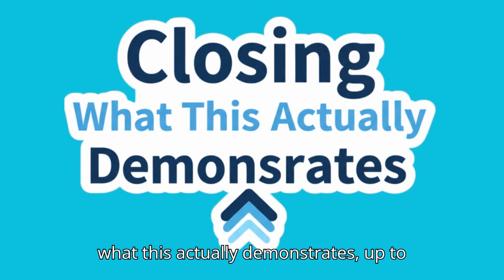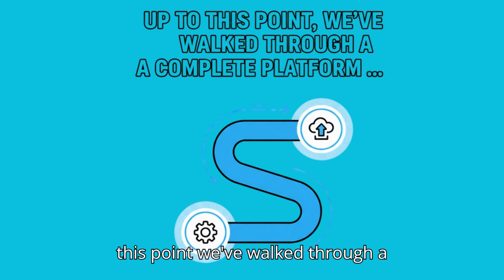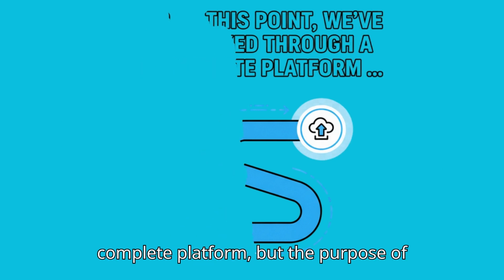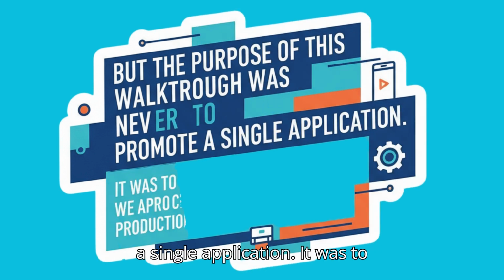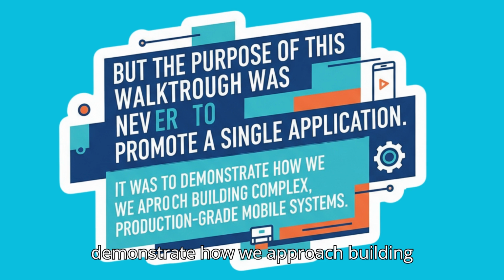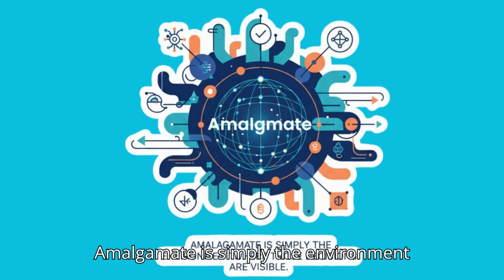Closing. What this actually demonstrates. Up to this point, we've walked through a complete platform. But the purpose of this walkthrough was never to promote a single application. It was to demonstrate how we approach building complex, production-grade mobile systems. Amalgamate is simply the environment where those decisions are visible.